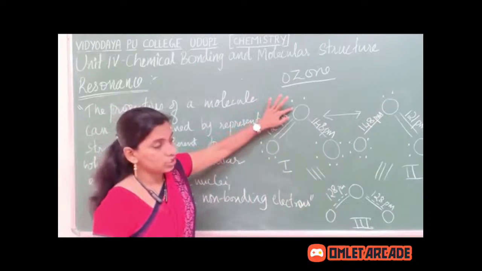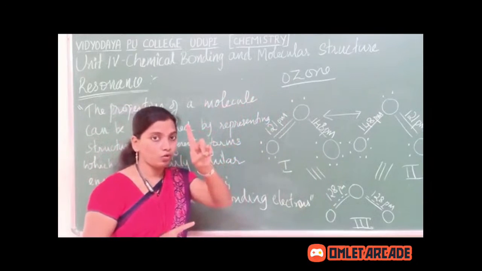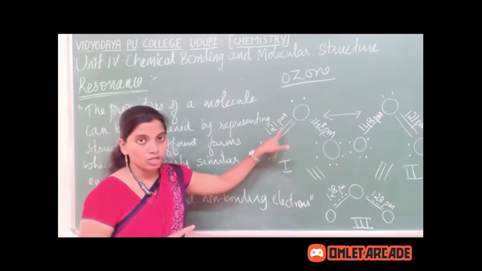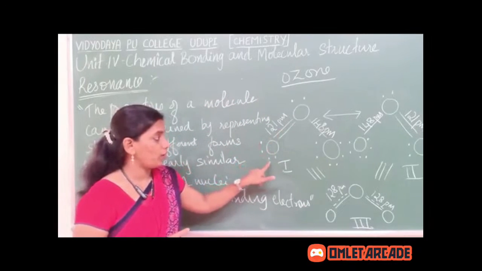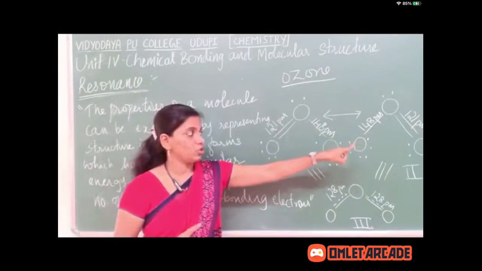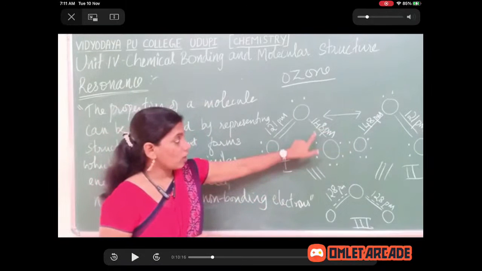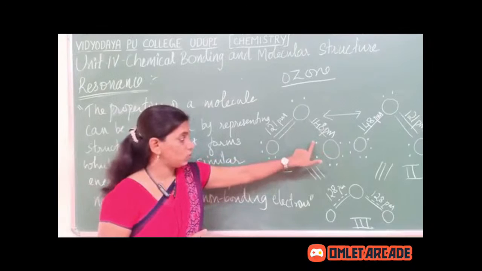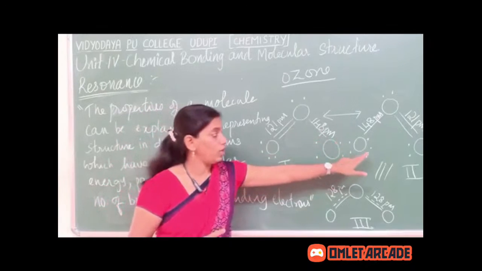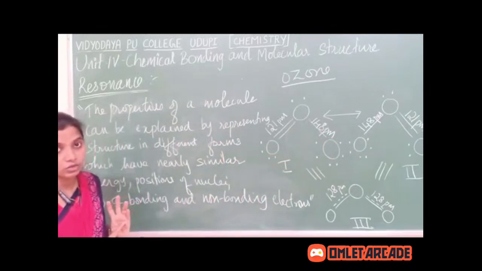Look at the structure. It has only one double bond, and the double-bonded oxygen has 2 lone pairs. Look at the second structure, there are 2 lone pairs there as well. Also, on the single-bonded oxygen, there are 3 lone pairs of electrons. Here also 3 lone pairs of electrons.